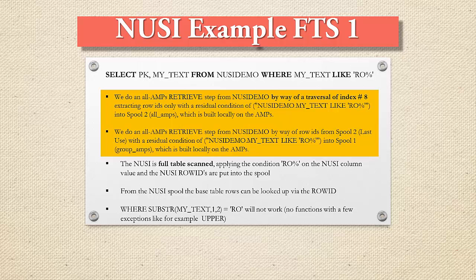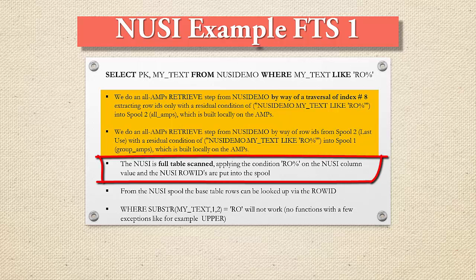As we are not so specific about what we are looking for, not equal to RO, but anything with RO, the index is traversed in a full table scan mode, as we can see from the phrase by way of traversal of index 8. Index 8 is our my text index again. So the NUSI is full table scanned, applying the condition RO% on the NUSI column value, and the NUSI row IDs are then put into the spool.